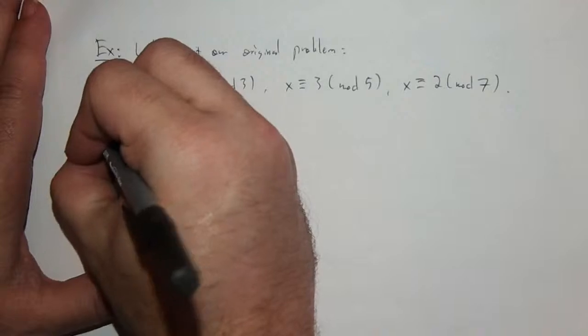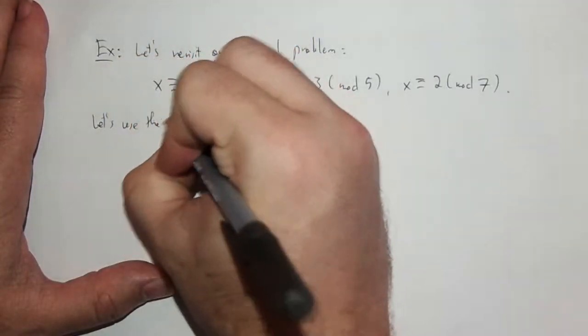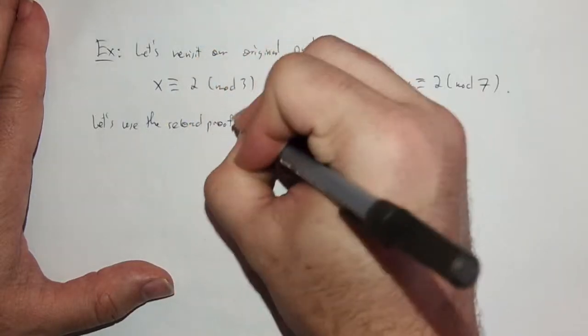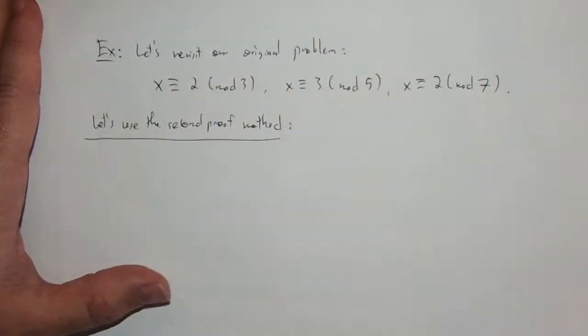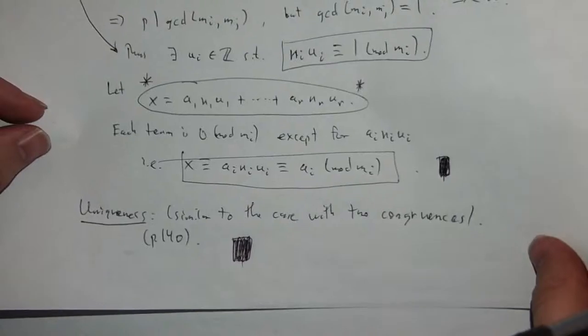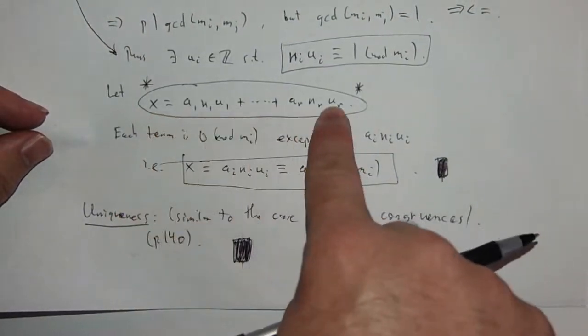So let's use the second proof method, since the first proof method is straightforward and we've already done an example of that. All right, so what is this method? Let me just remind you. This is the form that X takes. This sum.